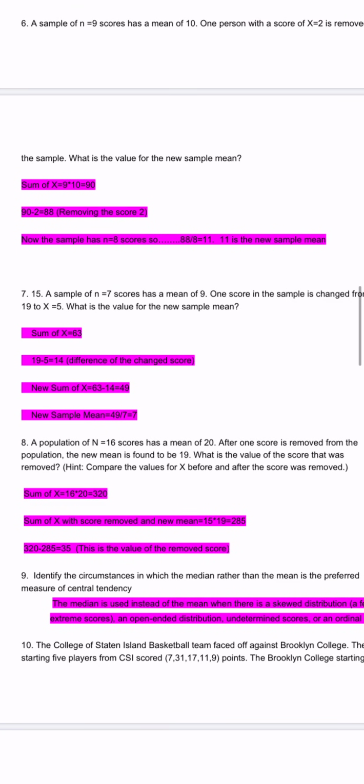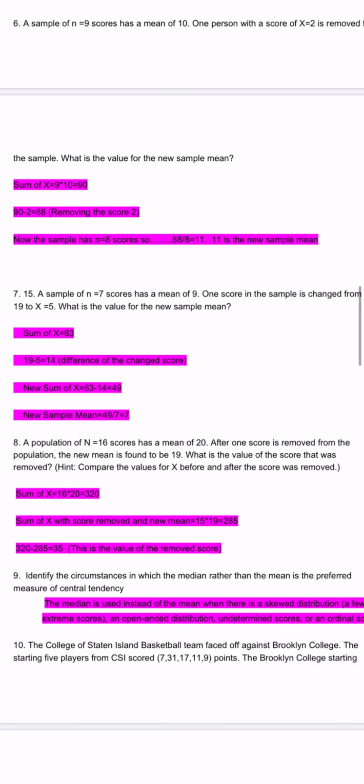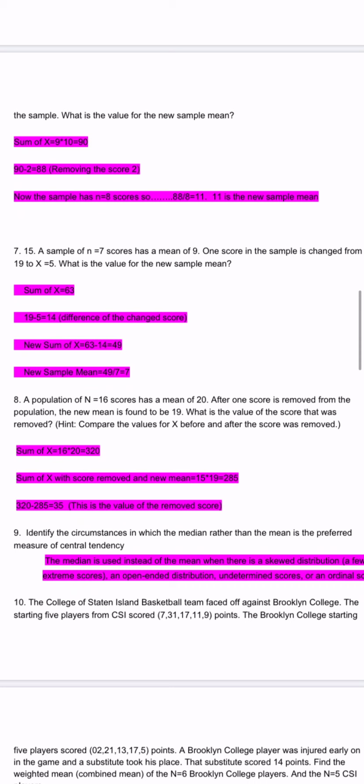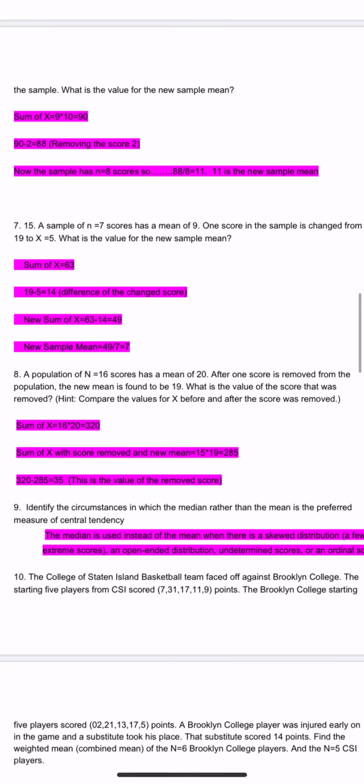A population of n equals 16 scores has a mean of 20. After one score is removed from the population, the new mean is found to be 19. What is the value of the score that was removed? Hint, compare the values of the sum of x before and after the score is removed. So the sum of x before is 16 times 20 equals 320. The sum of x with the removed score is 15 times 19, right?